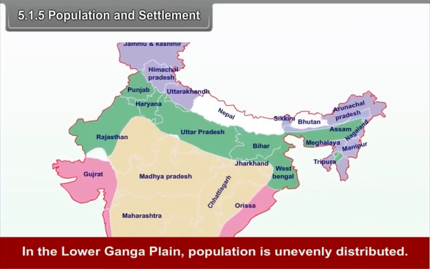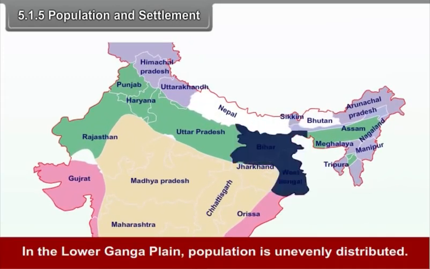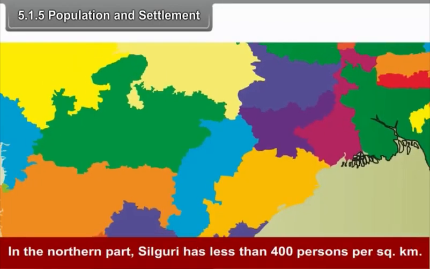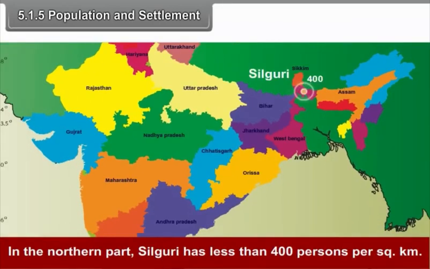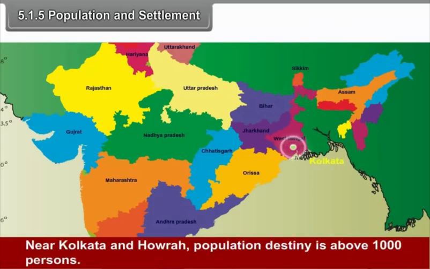In the Lower Ganga plain, population is unevenly distributed. In the northern part, Siliguri has less than 400 persons per square kilometer. Near Kolkata and Howrah, population density is about 1000 persons.